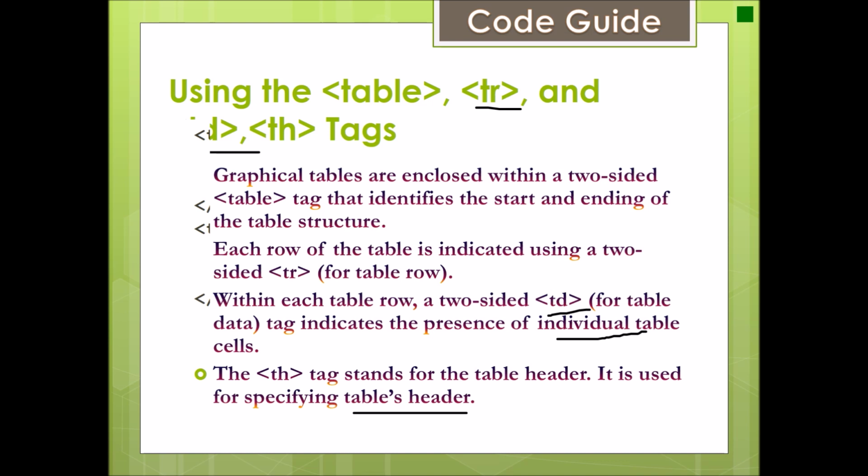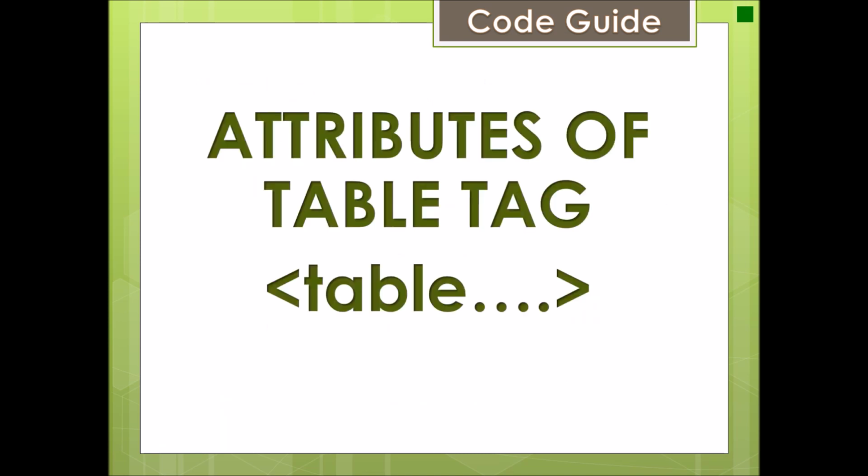Now the general table syntax is <table>, <tr> and </tr>. This is for the first row. This is for the second row. Inside a row there is the first cell, second cell, and then the third cell and fourth cell, which are in the second row. So this is an example of two rows and two columns.